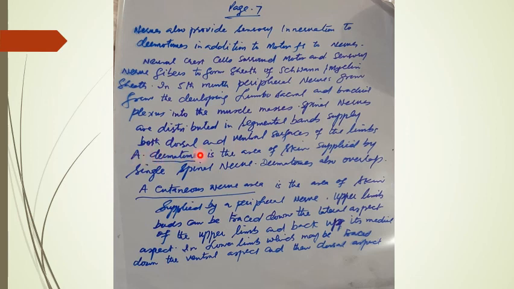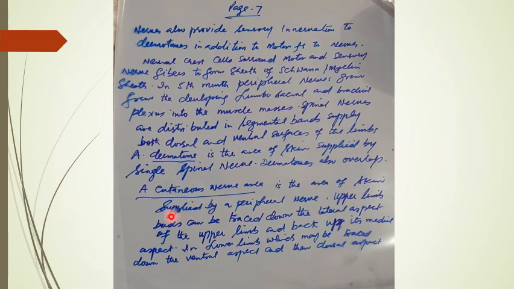A dermatome is, by definition, the area of skin supplied by a single spinal nerve. Dermatomes also overlap. A cutaneous nerve area is the area of skin supplied by a peripheral nerve. So a dermatome is the area of skin supplied by a single spinal nerve, and they also overlap, while cutaneous refers to the area of skin supplied by a peripheral nerve.